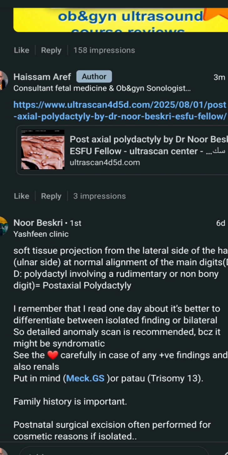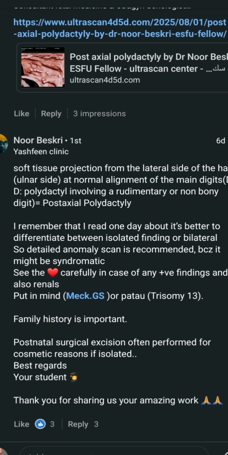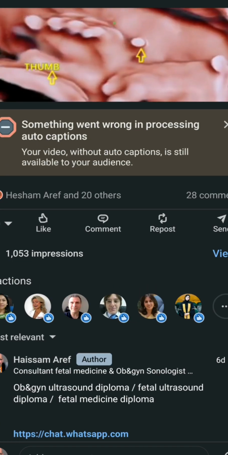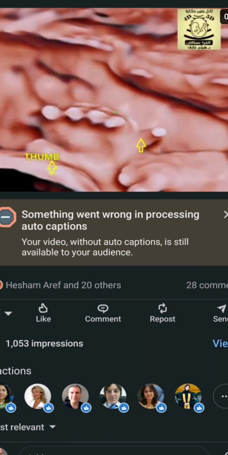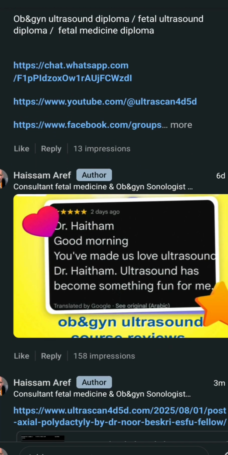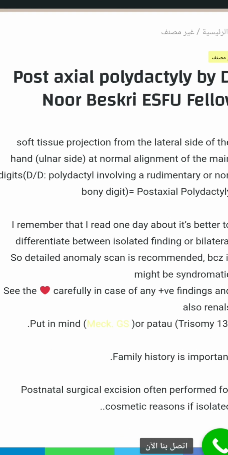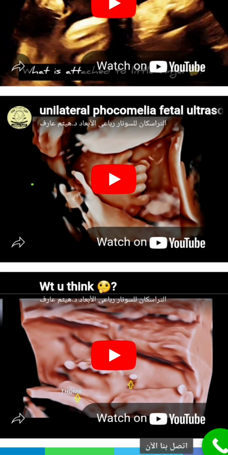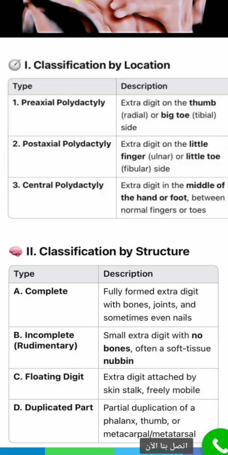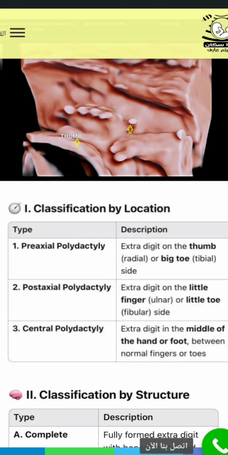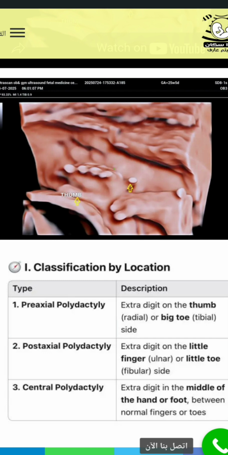And actually, yes, the family history is very important in this case, where we did find a post-axial polydactyly, like we can see here. And you can go to our website and see these wonderful images and our wonderful differential diagnosis of post-axial polydactyly. All of this by our friend Dr. Noor Baskri.